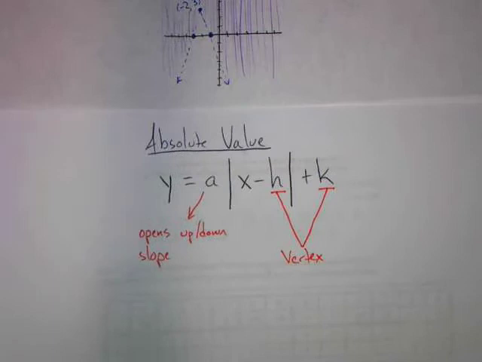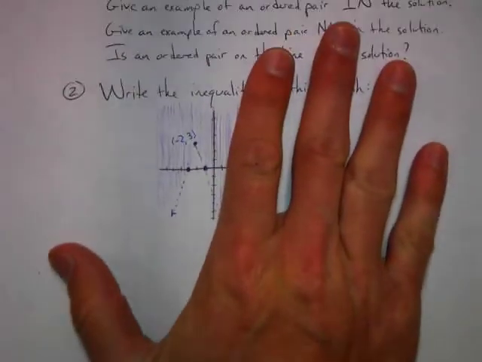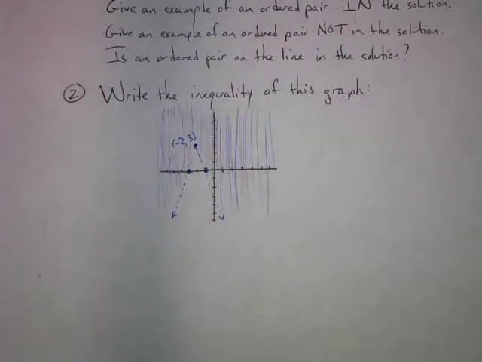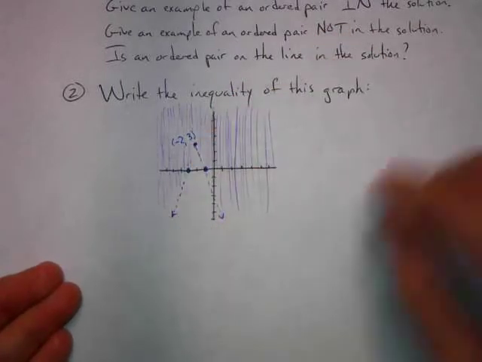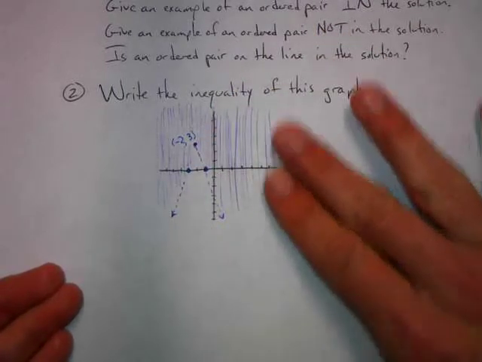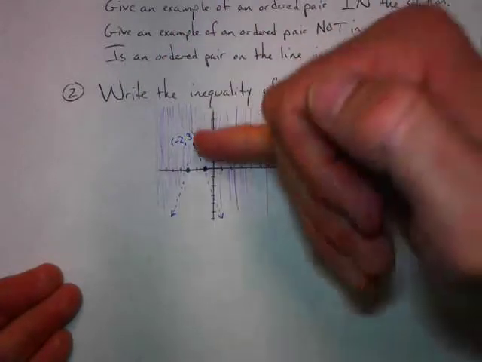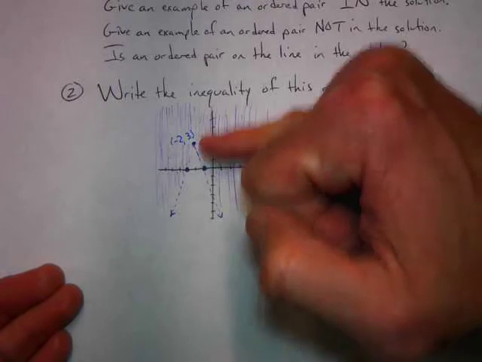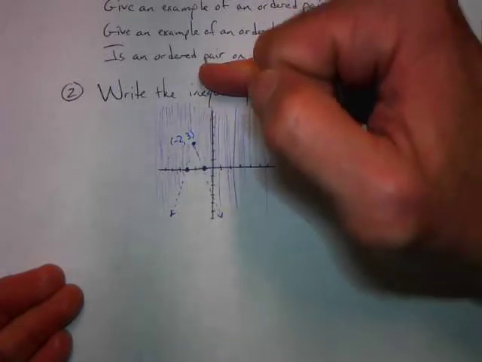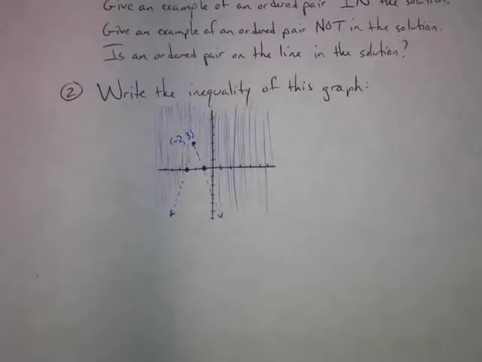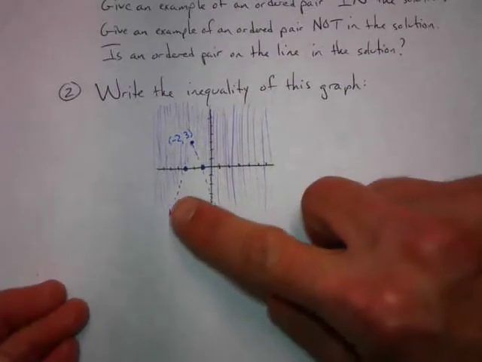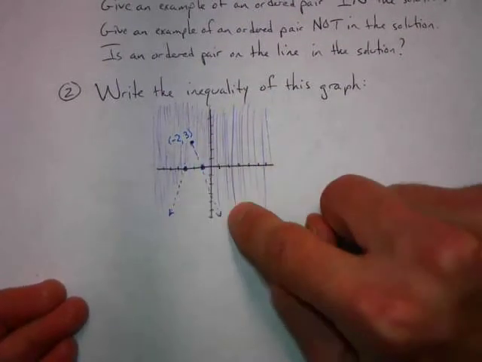And now we look at our graph. So we can start talking about a few things. When we look at this graph, and we know it's an absolute value graph, let's look at the shaded region first. The shaded region is basically everything from the vertex up. So this graph is actually shaded up. And the line itself is dotted.